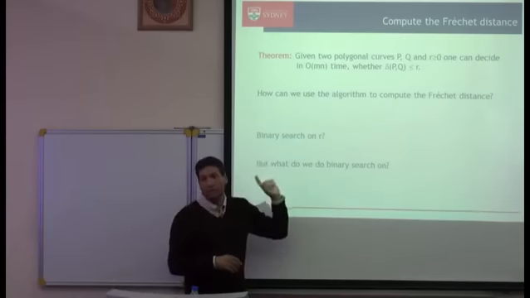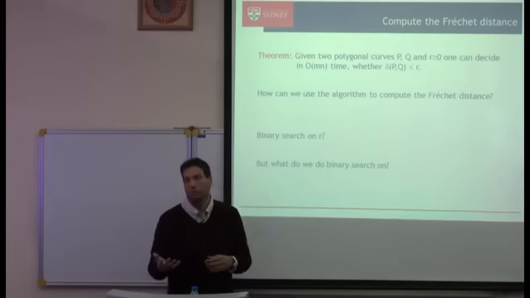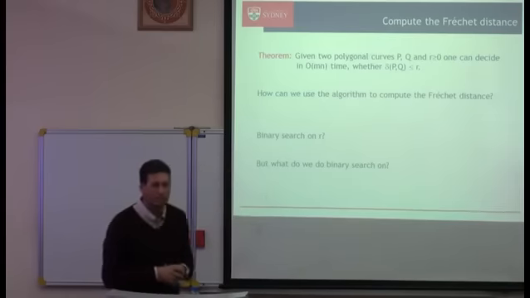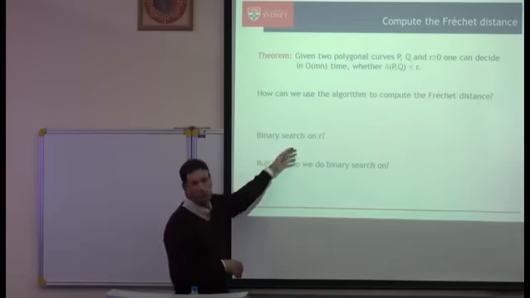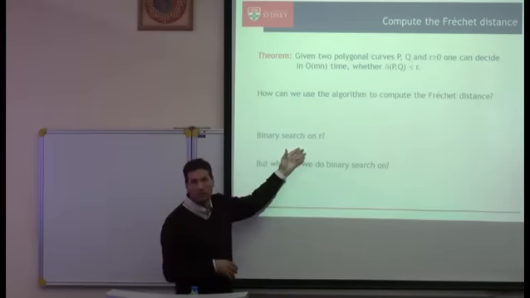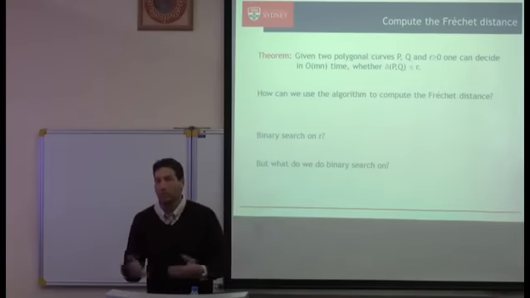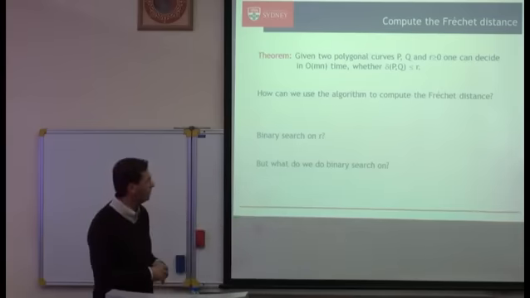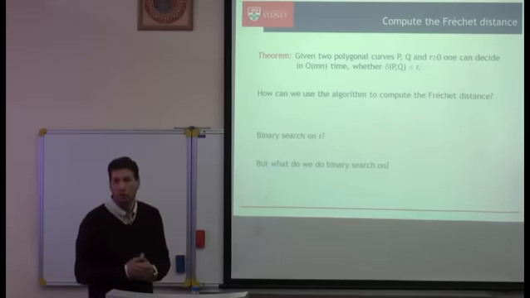So now the tricky thing is, this only gives us a decision algorithm. How do we actually compute the Fréchet distance from this? So we want to do some kind of search on r. Right? But r could be just any real value. So you can't really do any binary search on it. So is there anything we can do binary search on?